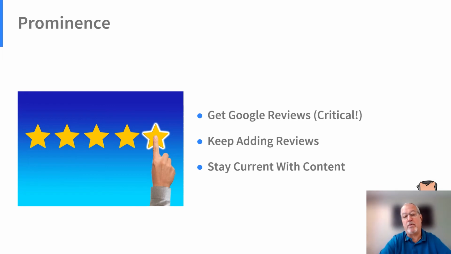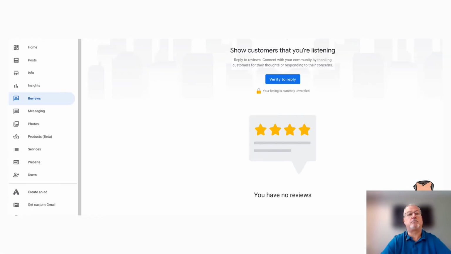So stay current with the content, keep adding reviews, and get those Google reviews. It is critical. Here's a pro tip: once you start receiving reviews, you want to reply to all of them. Before you can do that, you need to verify your account if you haven't already. Once you get that postcard with your verification code, which we talked about earlier, verify your account so you can log in, click on the reviews link on the left sidebar and reply to your reviews. You just click on that, then click the blue verify to reply.